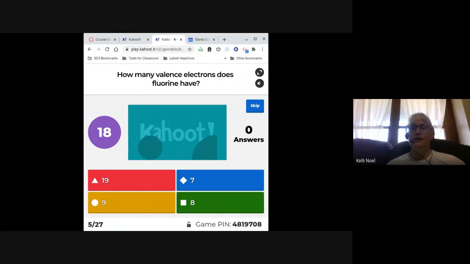How many valence electrons does fluorine have? You'll need to look on your periodic table. And what number is going to tell us that on the periodic table?